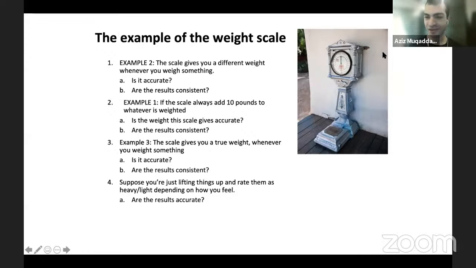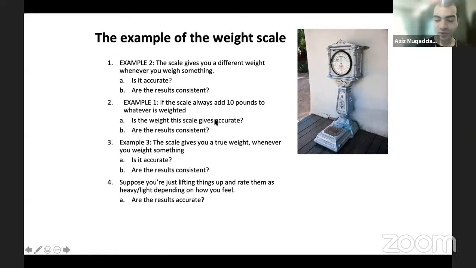So if you recall, let me start with what you got right. Example number 3: the scale gives you a true weight whenever you weigh something. Is it accurate? Yes. Are the results consistent? Yes. That was super easy, right? And then example number 2, sorry, I switched it, which is to repeat 1: the scale gives you a different weight whenever you weigh something, repeatedly, at different times. Is it accurate? All of you said no. Is it consistent? All of you said no. So that's also easy.